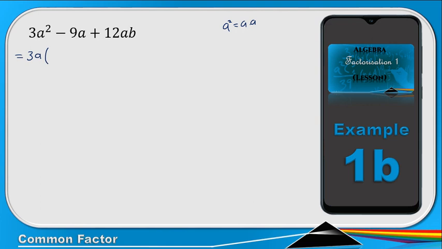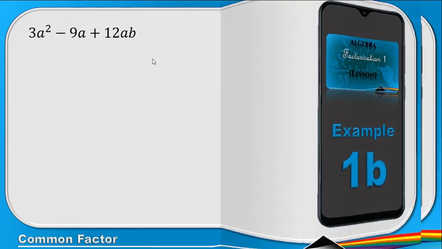And then if I take out 3a, from here, if I take out one of these a's, I'm still left with another a. So then I'm just left with a because the 3 is also taken out. Then minus, now 9 divided by 3 is 3, and the a we took out. And then plus 12 divided by 3 is 4, the a we took out, and the b is still there. Okay, and that is then our answer for that one.